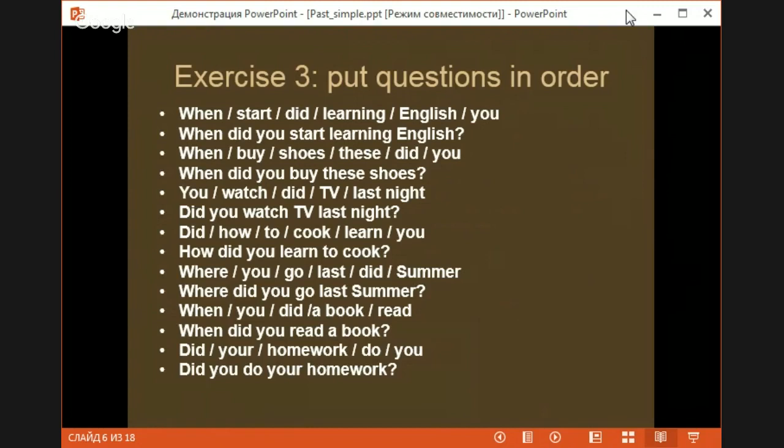Where did you go last summer, Ola? Last summer, I went to Sri Lanka. Oh, that is really interesting, the island of tea, I believe. That's right.